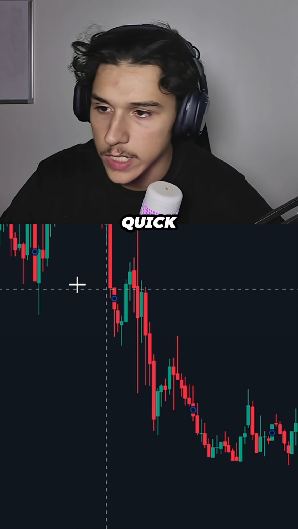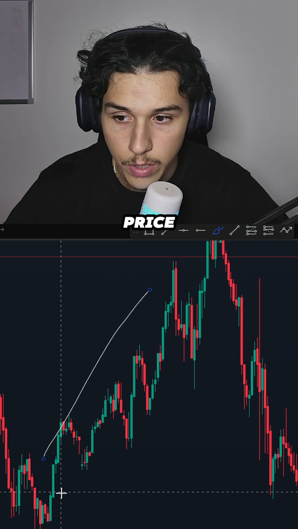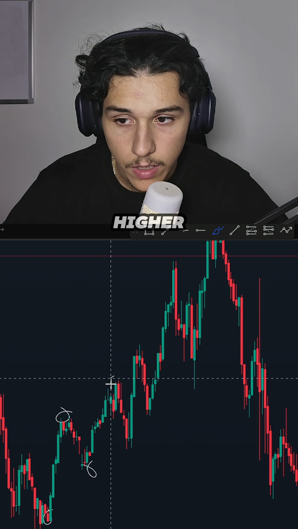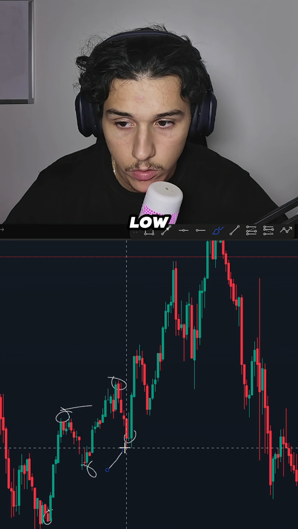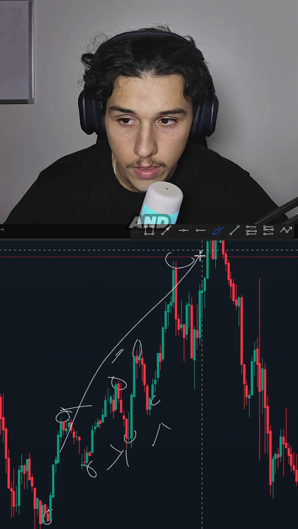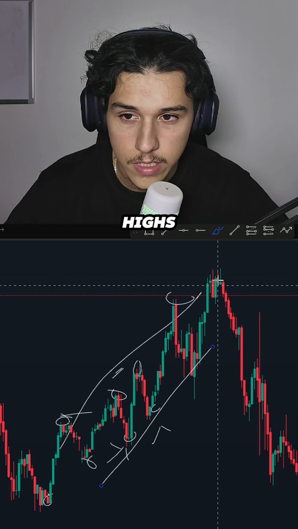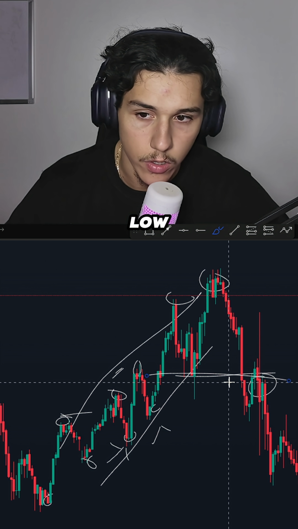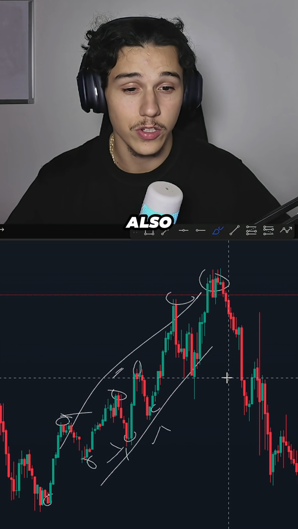Now let's go over some quick examples in the charts. Right here you see an uptrend. Price is creating higher highs and higher lows. Higher high, higher low, higher high, higher low, right? And as long as price does this and breaks the highs, you are in an uptrend until price breaks the higher low, which is a trend reversal, which we'll also get into in part 2.